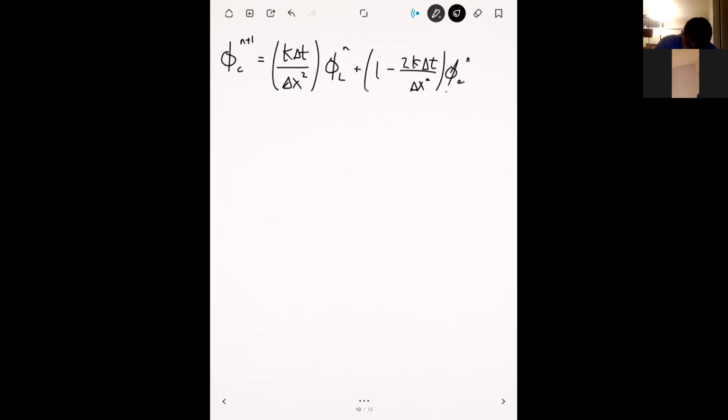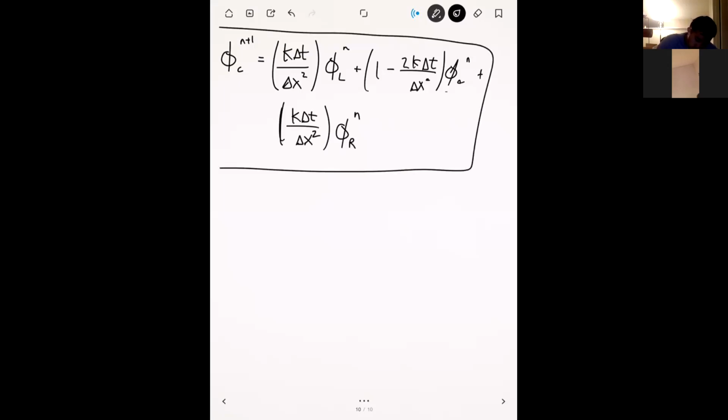Yep. All right. And so we combine all the like terms, then what we get is the following. Right? We get phi sub c at n plus 1 is equal to k delta t divided by delta x squared, and this is the coefficient for phi sub l at n, plus 1 minus 2k delta t divided by delta x squared times phi sub c at n, plus k delta t divided by delta x squared times phi sub r at n, okay?